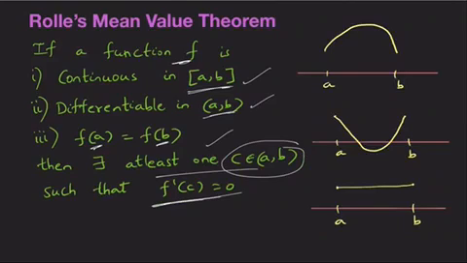So let's look at the three graphs I have drawn here. For the sake of simplicity, I have not drawn the y-axis. If you look at this graph, the value of the function at a and at b are equal. Initially the graph increases. To reach back the same value, it has to decrease at some point. Since it has increased and then decreased, there will be a turning point, and at that turning point, the derivative of f is 0.